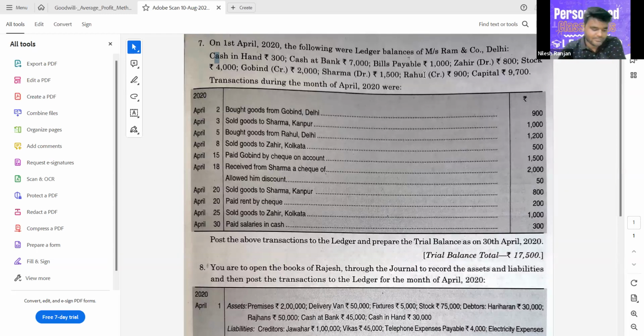Okay, sir. Can I start from the first one? Yes. I will start from the cash at bank side. In cash account, debit side 7,000, and on bank account, credit side 7,000. Cash account, debit side, and bank account, credit side.